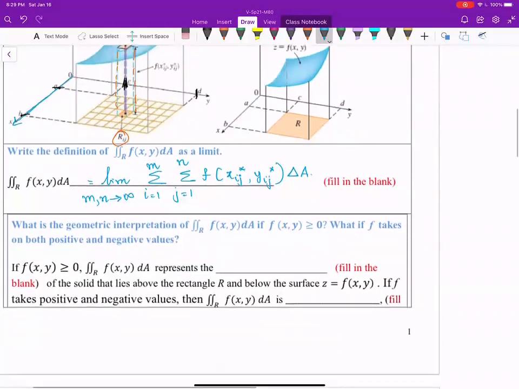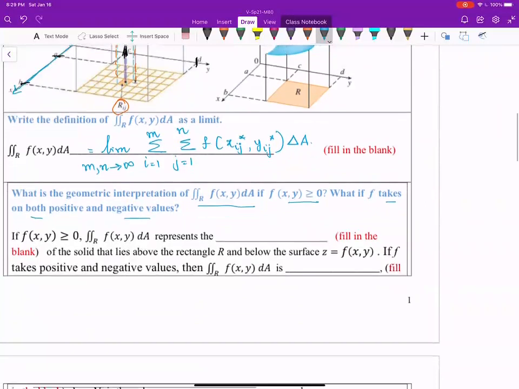So what is the geometric interpretation of the double integral over R, f of x y dA, if f of x y is more than or equal to 0? What if f takes both positive and negative values? If f of x y is more than or equal to 0, then the double integral over R, f of x y dA, represents the volume of the solid that lies above the rectangle R and below the surface z equal to f of x y.